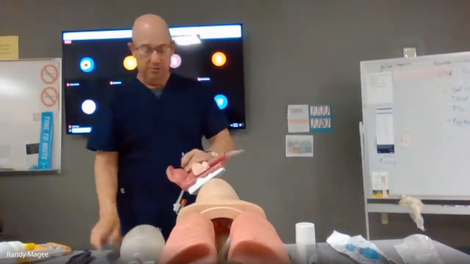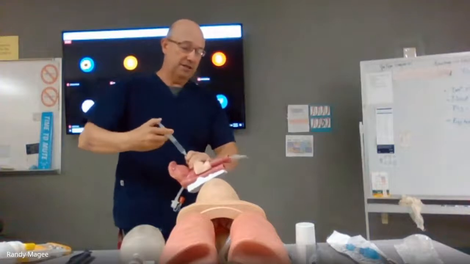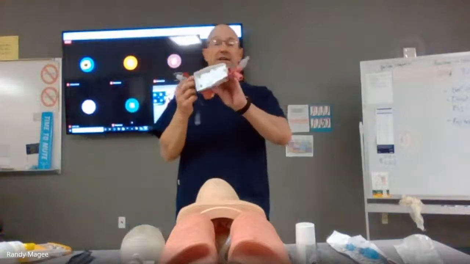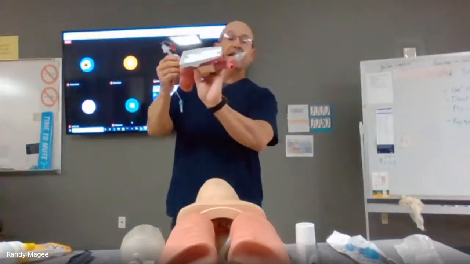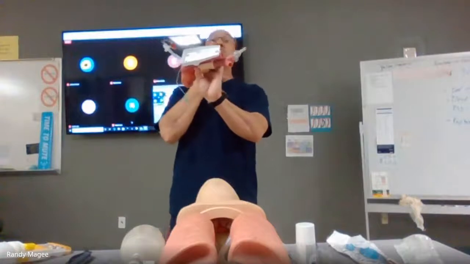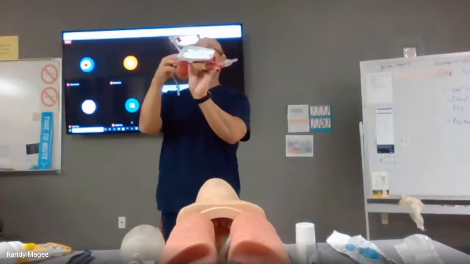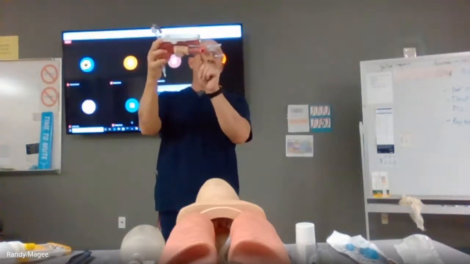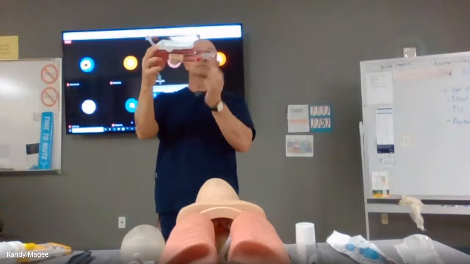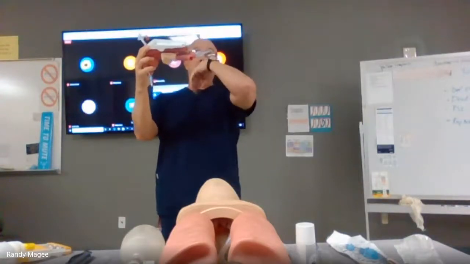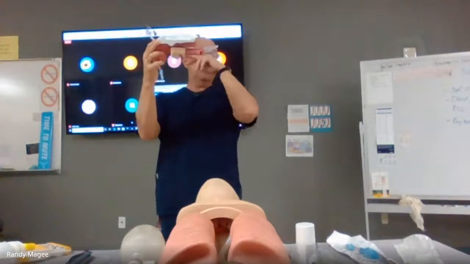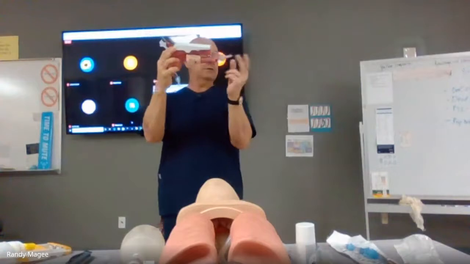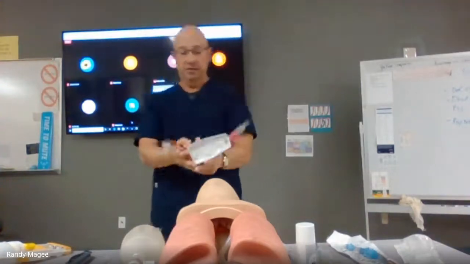But I want to show you what happens when I inflate that cuff. That cuff sits like that up against the vocal cords. That way, if vomitus or fluids or anything gets down in there, it's not going to get down into the trachea. So this sits on the inferior part of the vocal cords, just right behind the vocal cords. This is where it sits, and it protects the airway, like so.